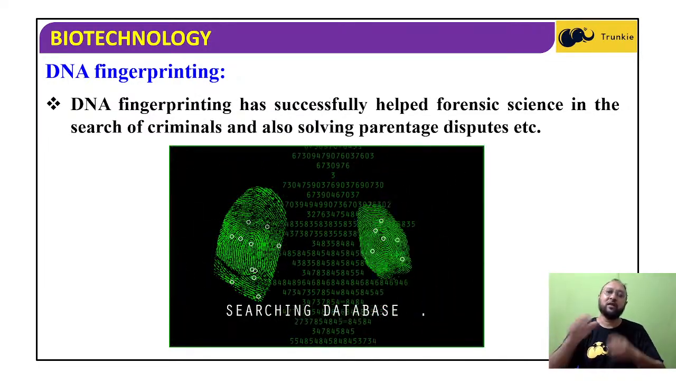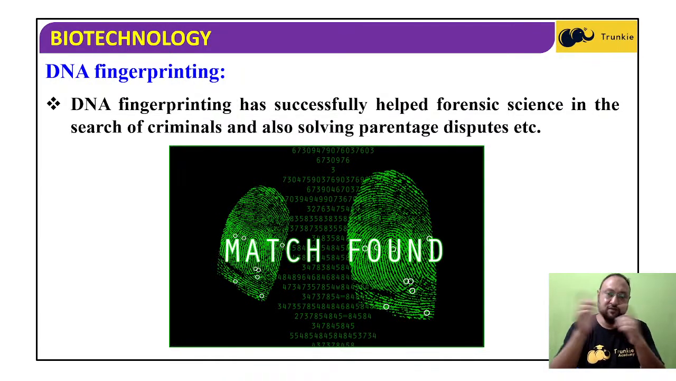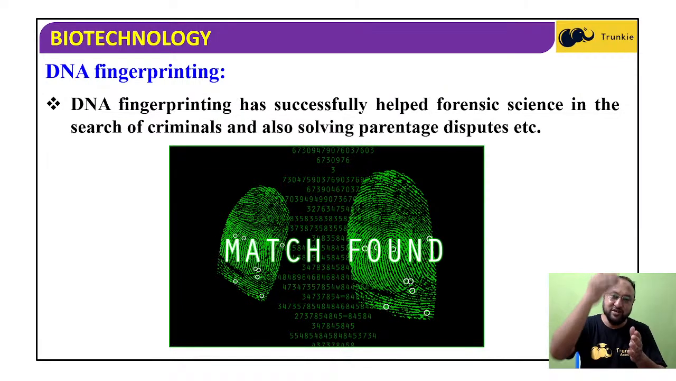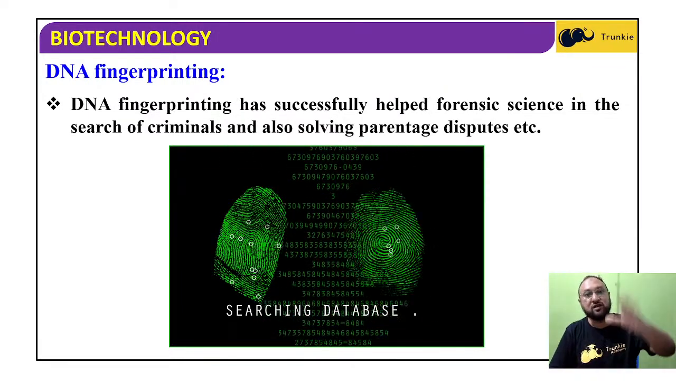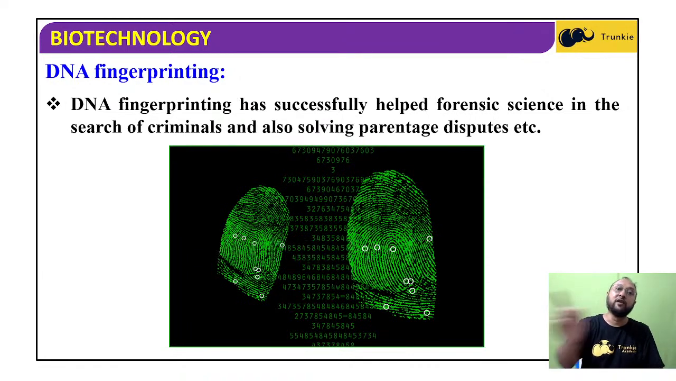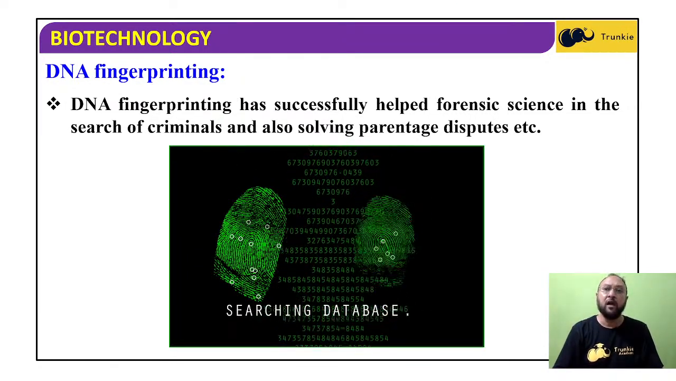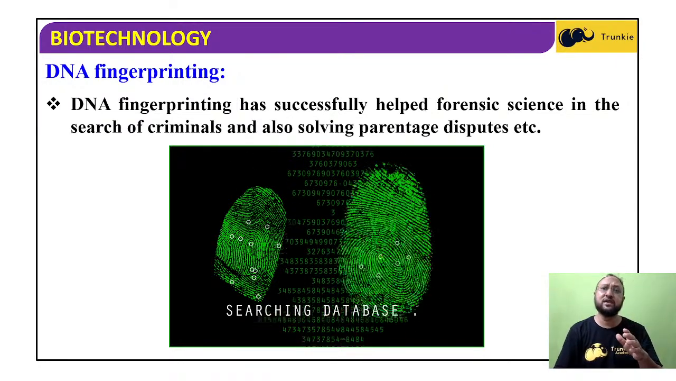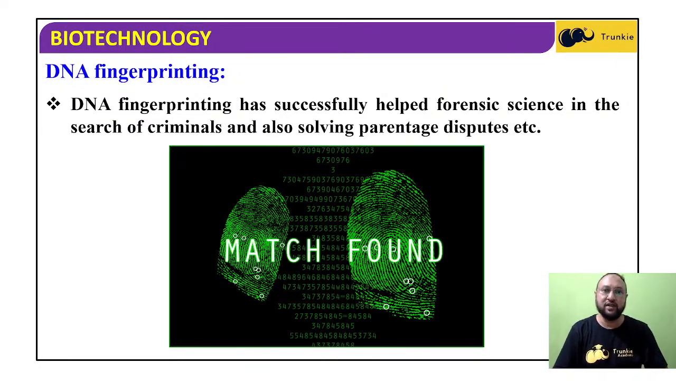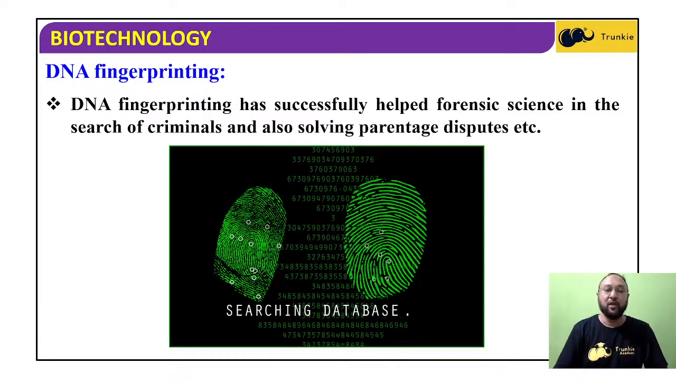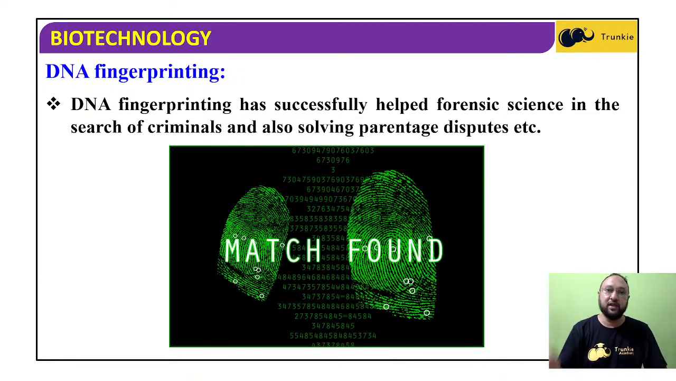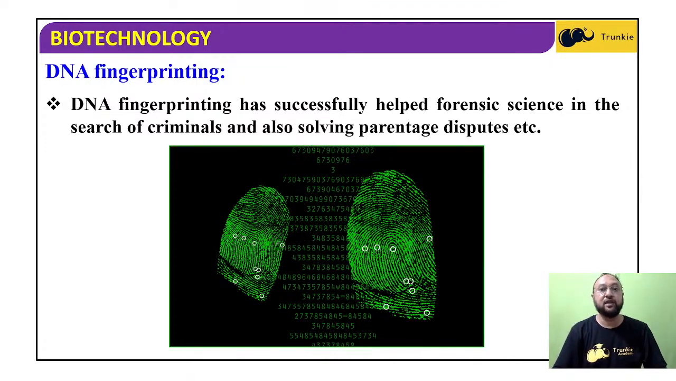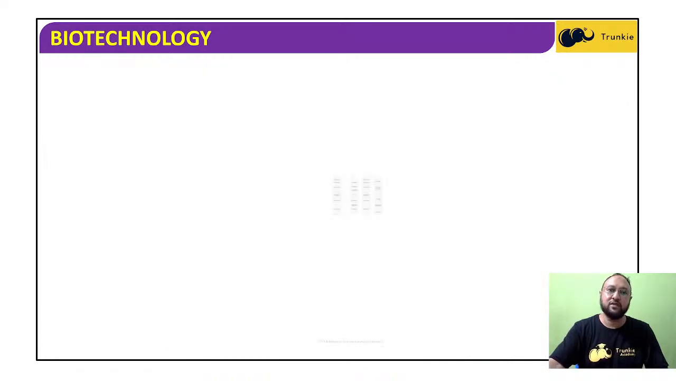It is like how everybody's fingerprints are different. Similarly, the sequence and arrangement of DNA has certain patterns that are different in everybody. Although 99.9% of the DNA is the same in everybody, only 0.1% differs. With the help of that 0.1% of DNA, DNA fingerprinting is done.